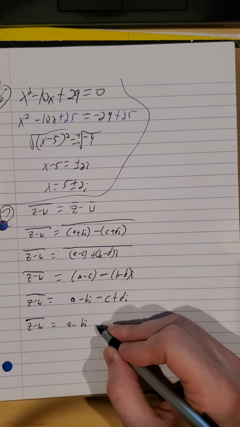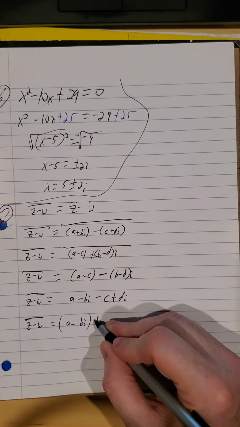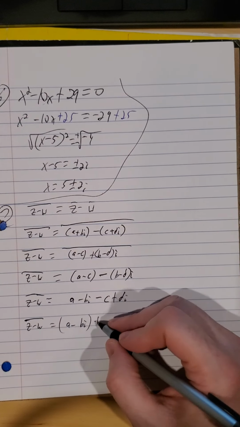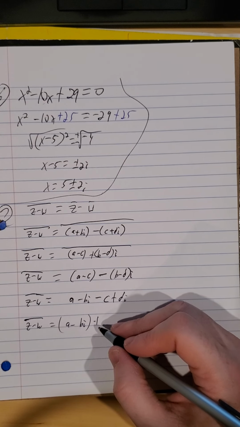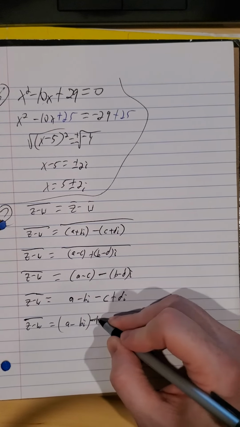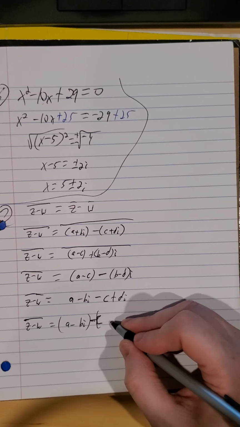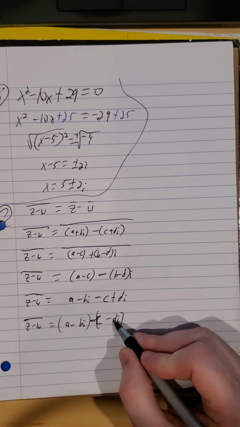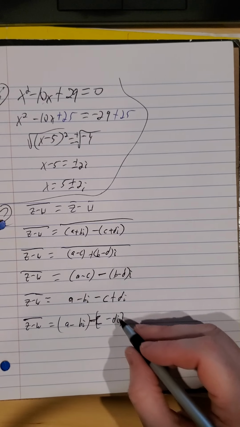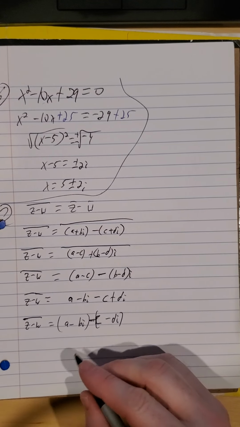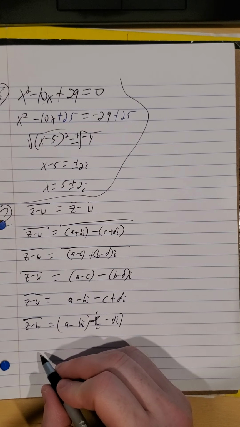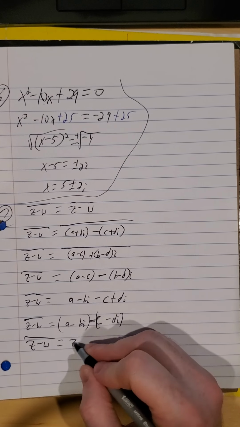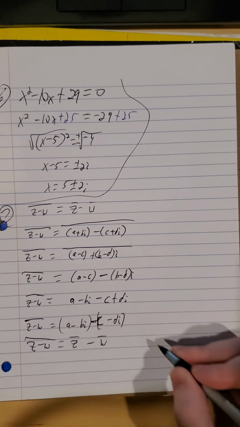So I'll leave my a - bi. And we'll factor a negative 1 there. So minus (c - di). So if we distribute this, minus c times c is a minus c, minus times minus di is plus di. So z minus w conjugate, a - bi is z conjugate, c - di is w conjugate.